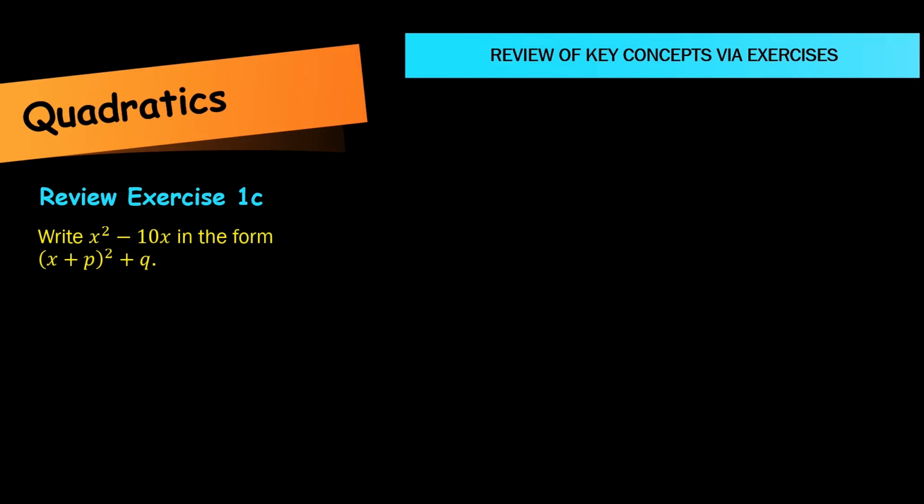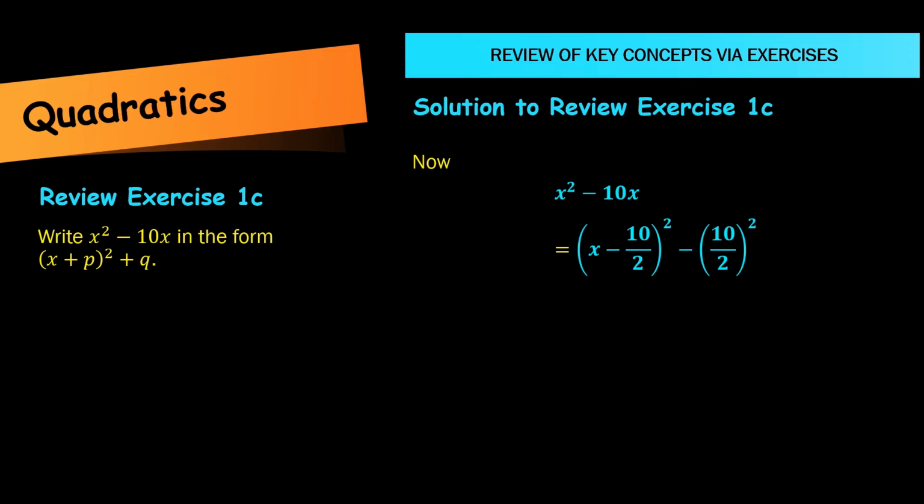And now for review exercise 1c. Write x² − 10x in the form (x + p)² + q. So let's solve this. Now x² − 10x is equal to (x − 10/2)² − (10/2)², which gives (x − 5)² − 5². Which is of course equal to (x − 5)² − 25.